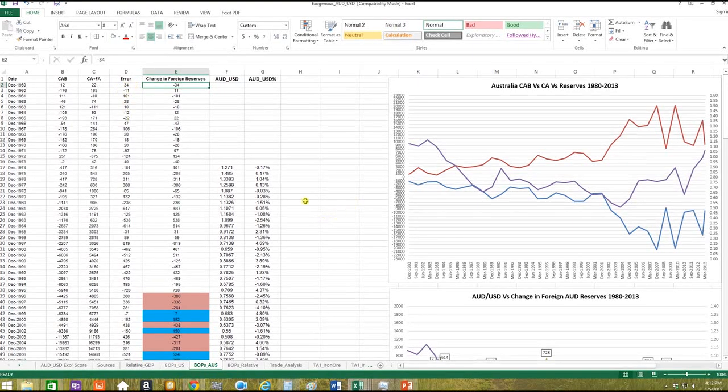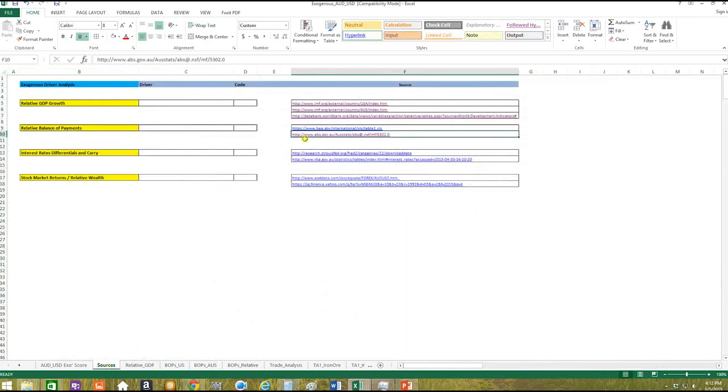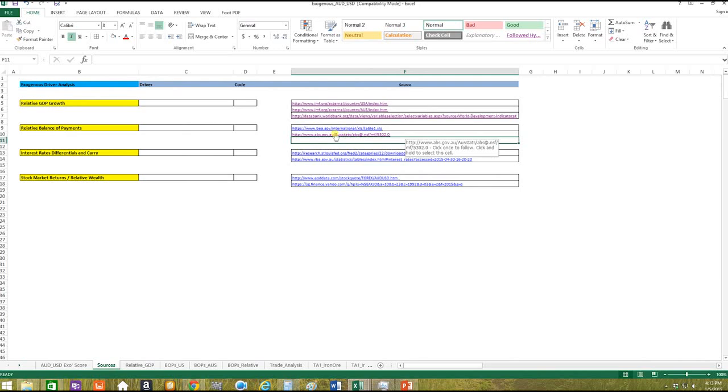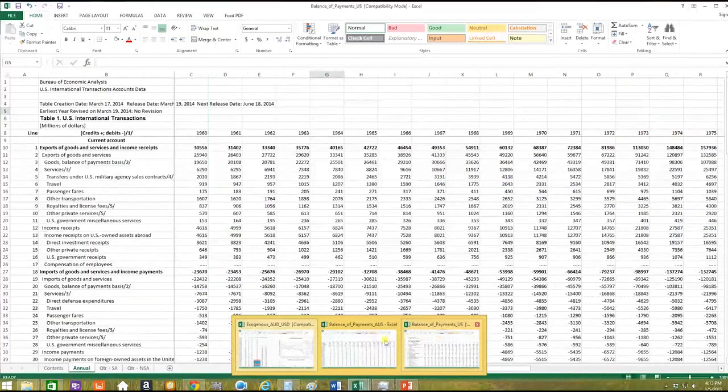So where do we actually get all of this data from? Well, this is all coming from Australian trade data. If you go into the sources tab, you'll see here a link to the Australian Bureau of Statistics. If you click on that link, that'll take you to a download area on the ABS website, and you'll be able to download those stats.